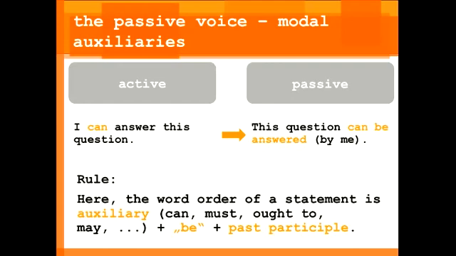Here, the word order of a statement. Now the statement is important, please. It's a positive sentence. The word order of a statement is auxiliary, which are can, must, ought to, may, and so on. There's a lot of them. Auxiliary followed by be. No tenses here, just be plus past participle. Now you have to be careful. As I've pointed out to you, this is a statement. In the question, this passive sentence would then become can this question be answered by me? So the word order is different.